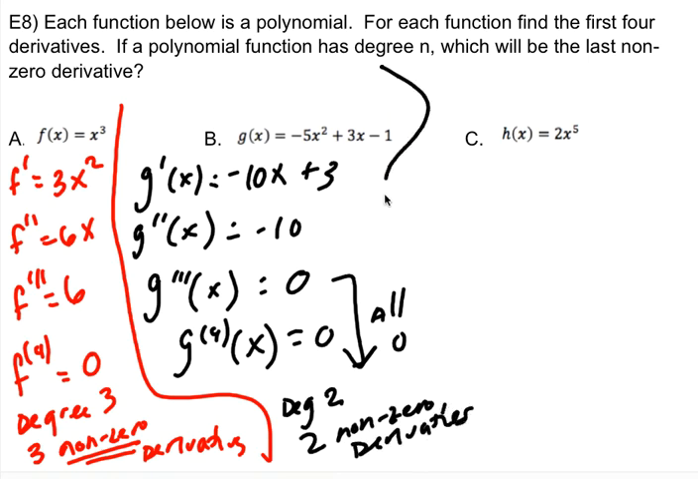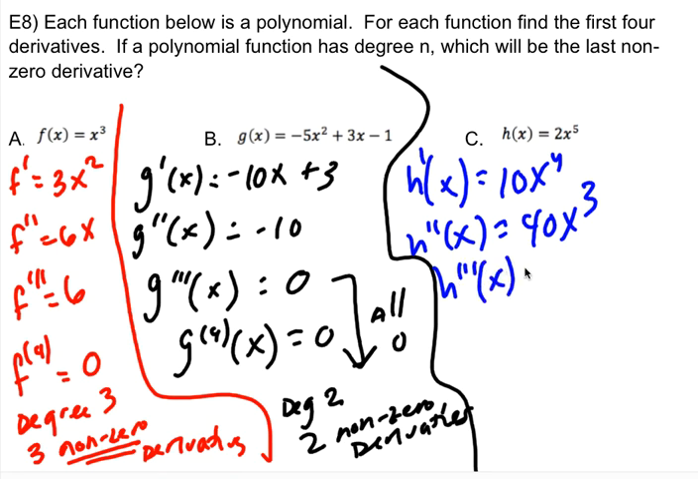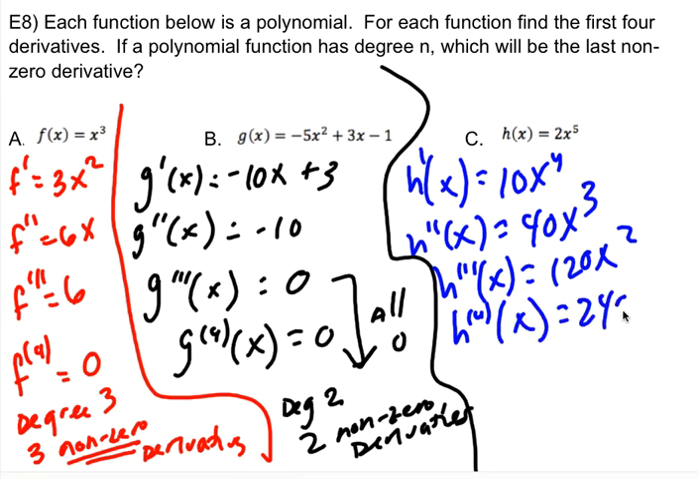Okay, and then on the last one, we have 2x to the 5th. And I think hopefully we're able to make a hypothesis based on this now. But h prime of x equals 10x to the 4th, and h double prime of x equals 40x to the 3rd, and h triple prime of x equals 120x squared, and the 4th derivative of h is 240x.